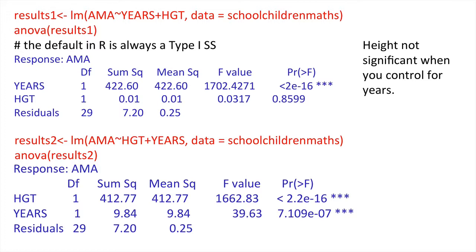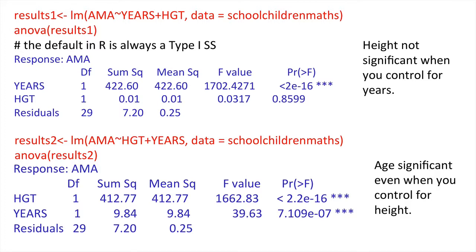Here height is statistically significant because we're not controlling for years, and yet years is still significant whether we control for height or not, as we can see with the first analysis of variance versus the second. So we're getting a picture here that the age of the pupil is really very important, and yet the height really is not. Height might appear as if it's significant, but it's only because you're not controlling for years.